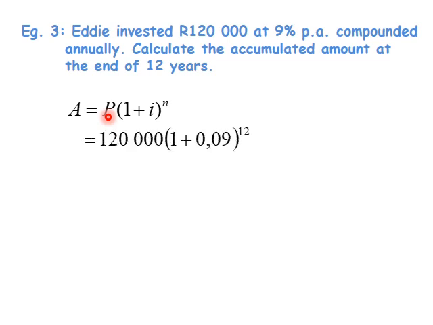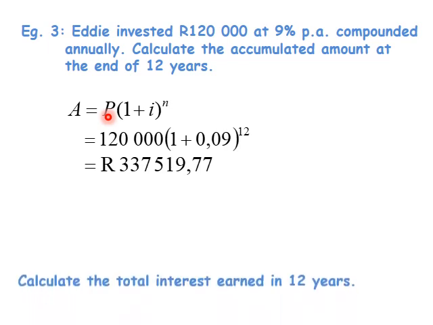So if you plug all that relevant information into the formula, pop out your calculator, voila, you see that 120,000 Rand grows to this big amount of 337,519 Rand and 77 cents.